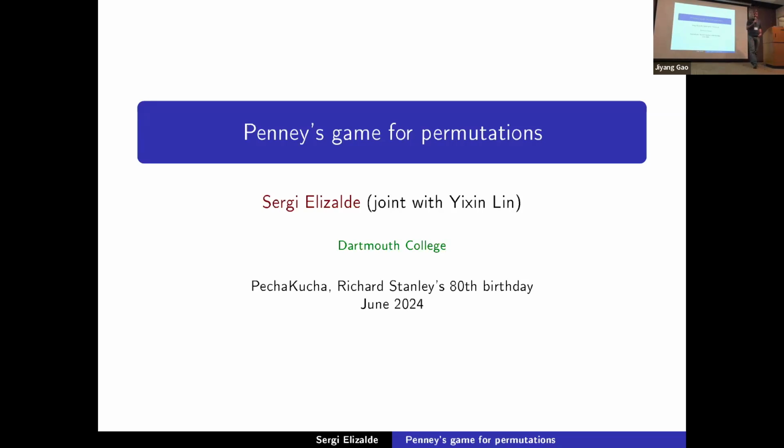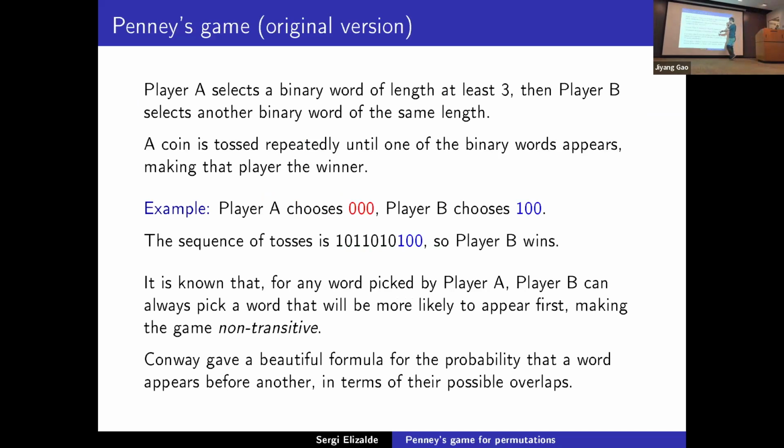In the original form of the penny game, there are 2 players. The first player chooses a binary word of, say, length k, and then player B chooses another binary word of the same length. Then a coin is tossed repeatedly until one of the 2 words appears in consecutive positions. So you may have the first player choose 0, 0, 0, and the second player chooses 0, 0, 1. Then the coin is tossed. Let's say this is the outcome. And then at some point you see 1, 0, 0, so player B wins in this case.